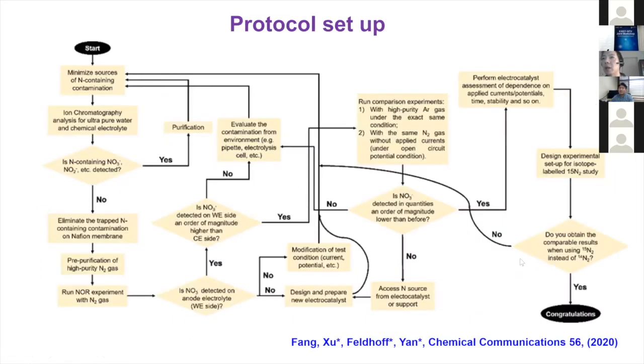The first thing we started with is to set up a protocol for our process. Because nitrogen oxidation is a very low yield and low efficiency process, you have to make sure that the product really comes from your reaction, not from contamination. So we have to do a lot of control experiments to determine where this nitrate molecule comes from, whether it's only detected on the working electrode, or also on the counter electrode. And you have to control the gas environment, argon and nitrogen. If, let's say, in argon environment you also have the product, that means your process definitely has some problem.